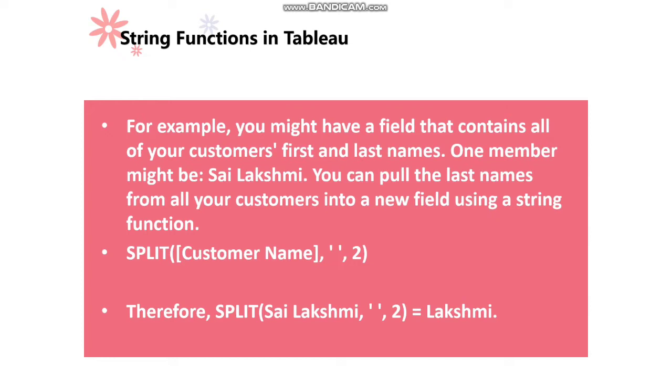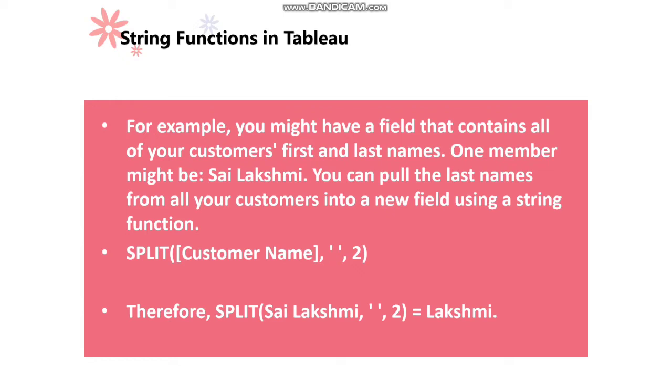Split of customer name, comma, there's a space in between the inverted commas, comma, 2. So what happens with this calculation is it will split the first name and last name and return the second name as a result. Therefore, split of Sai Lakshmi, comma, inverted commas with a space in between, comma, 2 equals Lakshmi. This is the result we get when we pass the customer name as Sai Lakshmi.